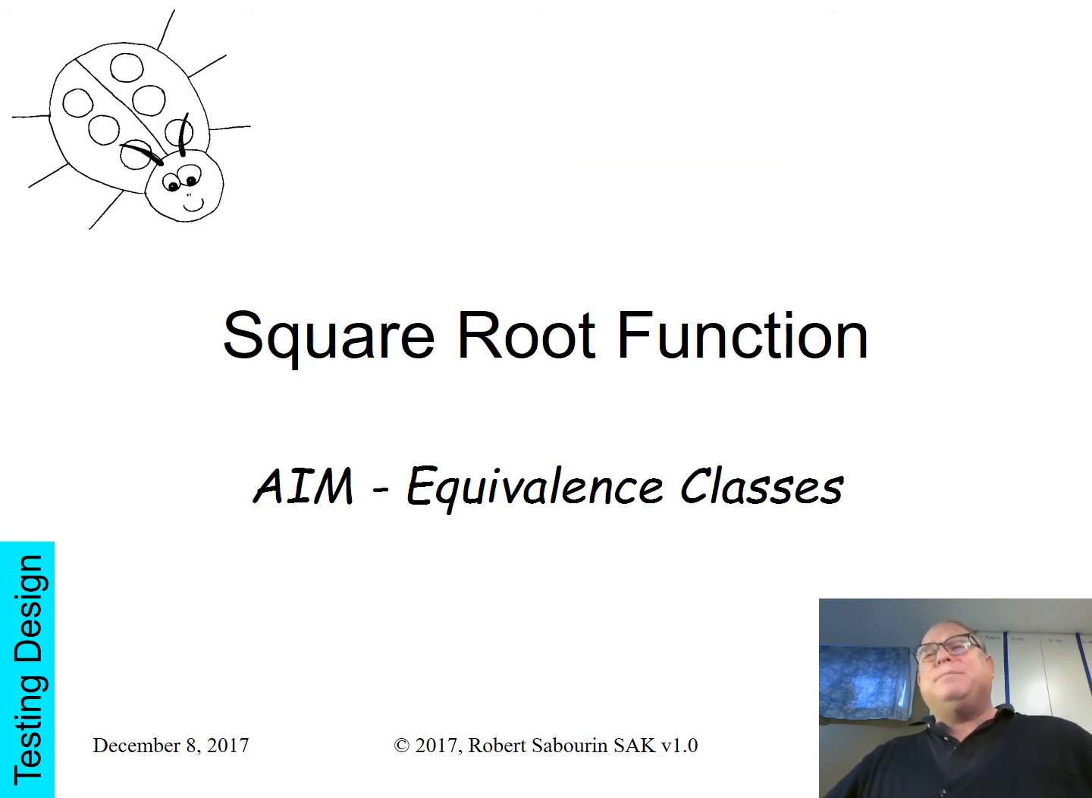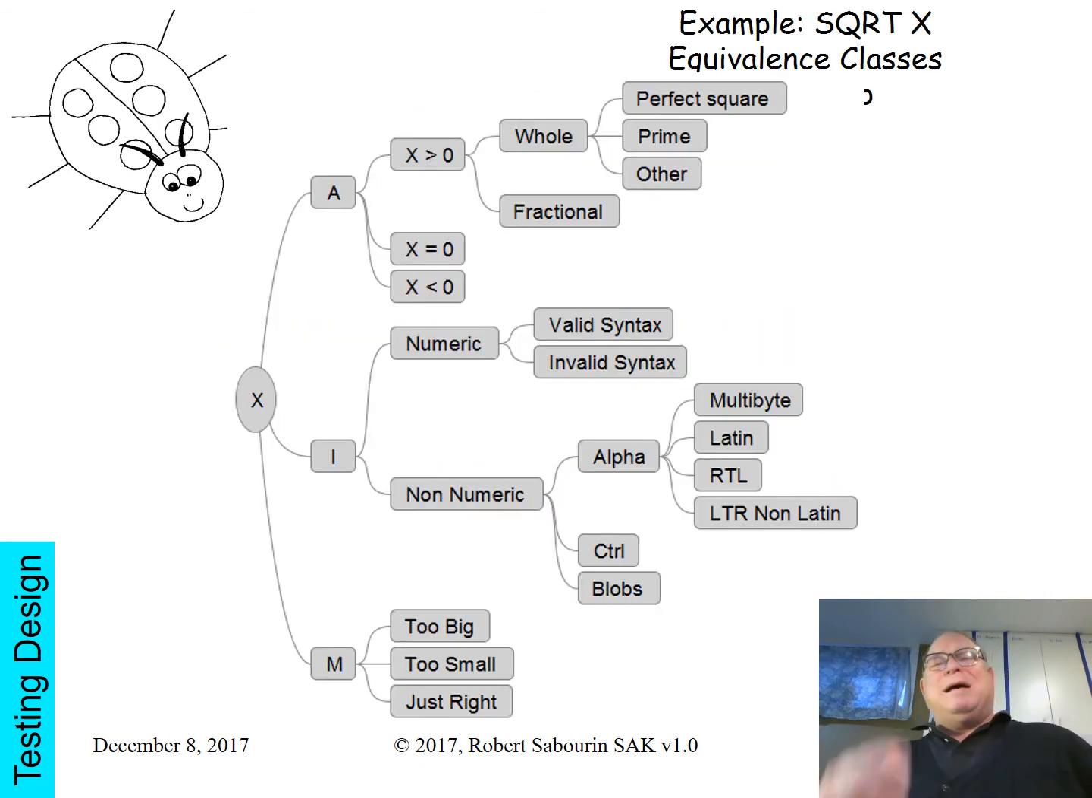If you take a look at a simple example, say you have a web application that computes a square root. Well, you might talk to a mathematician who specializes in numeric calculations to help you identify the A classes. So this is based on the application logic. In that case, they might say, well, there's 3 classes. It's greater than 0, less than 0, or equal to 0. And if it's greater than 0, it can be a whole number or a number with a fractional part. And if it's a whole number, well, it could be a perfect square, prime, or something else. So the end nodes of this map give you the classes.